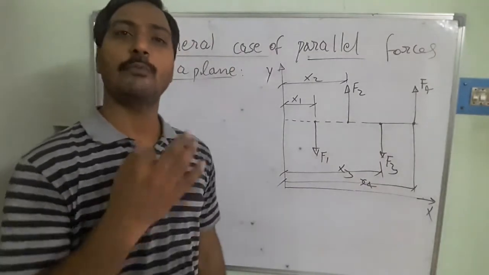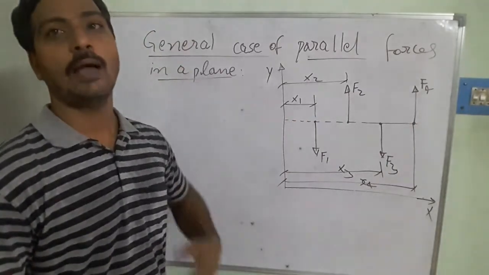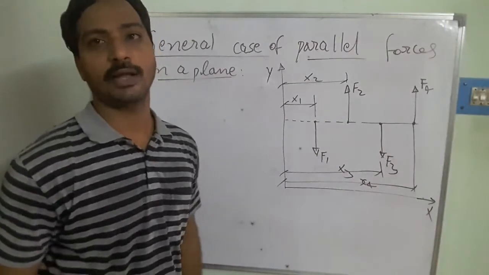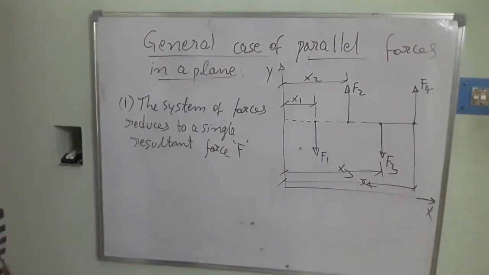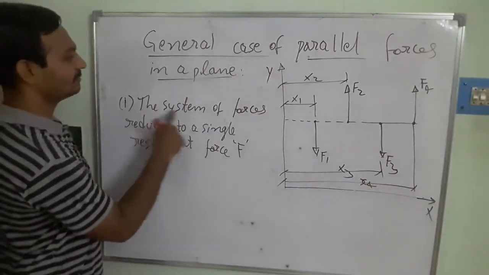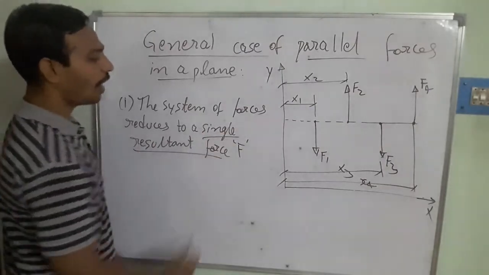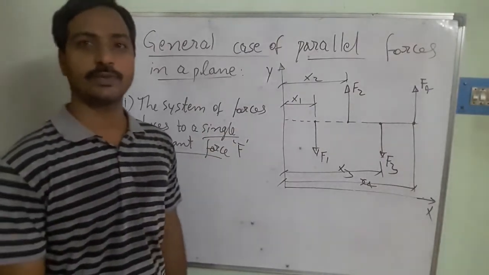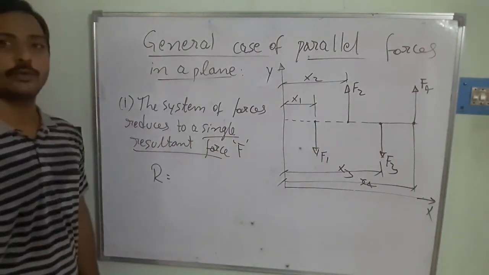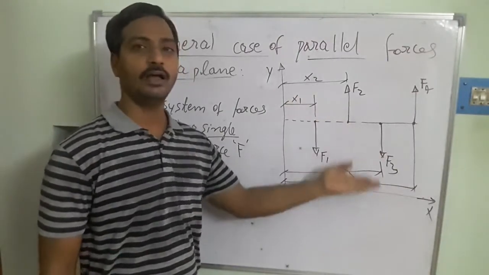For this one I am going to take three conditions. I am going to reduce it into a single force, then find the moments, and then consider the equilibrium condition. The first condition for the general case of parallel forces is that the system of forces reduces to a single resultant force. How could you calculate the single resultant force? We say R is equal to, what is the formula we have? The summation of the upward forces minus the downward forces.